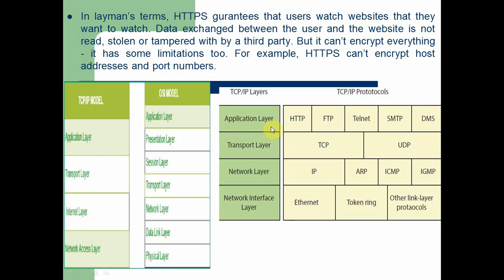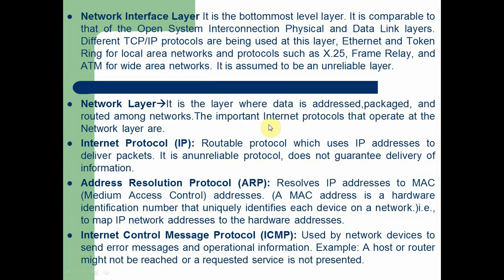In the application layer we use the protocols which we already discussed. In the transport layer we use these protocols. In the network layer we use these protocols. So all the protocols are divided based upon the layers. Next, we will see the network interface layer protocols one by one.